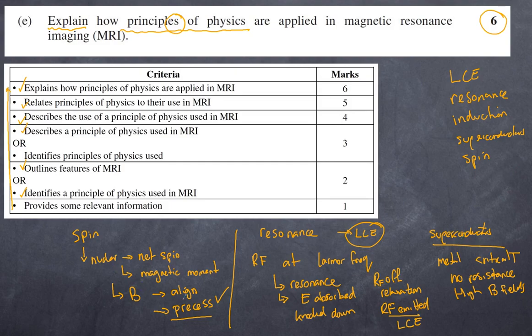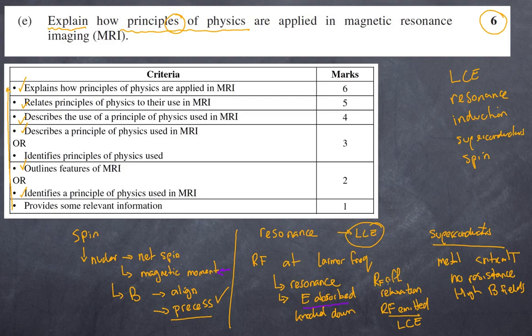What if I only talked about nuclear spin and they align and precess? That is, I failed to mention this guy. Well, I've not explained, I've just relayed principles. As soon as I do that, I no longer qualify for a 6. What if I talk about the fact that radio frequency at the Larmor frequency and they get knocked down? Well, I've not talked about the cause and effect. Even if I mention the word resonance, I need to mention that energy is absorbed. And so therefore, without this part, I'm not going to get to the explain.